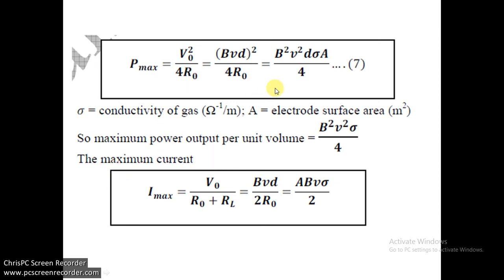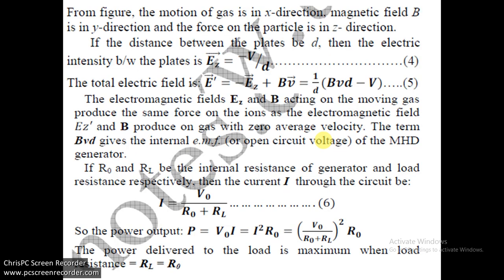So the maximum current in case of maximum power output is V naught upon 2R, VBD upon 2R, the maximum current output is load per here. This way we can easily calculate the power generated by the MHD power plant. A few things are to be noted here. First of all, VBD is for internal EMF. Keep this in mind, whenever a numerical comes, they will ask for a calculation.